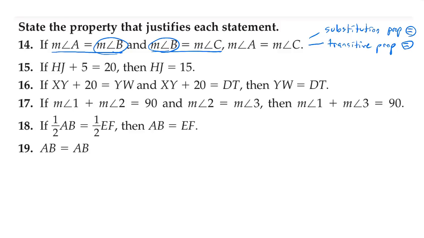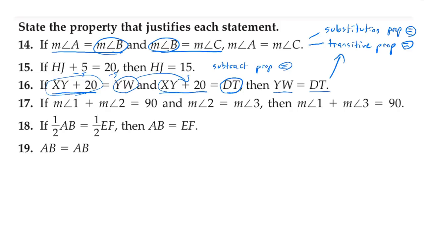The next one, if HJ plus 5 is equal to 20, well, then how do we know HJ is equal to 10? Well, we subtracted 5 from both sides. So here's the subtraction property of equality. Okay, if XY plus 20 equals YW, and XY plus 20 equals DT, so look, we have the same thing equals this, the same thing equals this, then how do we know that YW equals DT? This is the same as up there. So you could call it more generally substitution. You can say since YW is equal to this, I can just replace this with YW. Or you could say since they're both equal to XY plus 20, they're equal to each other by transitive property.